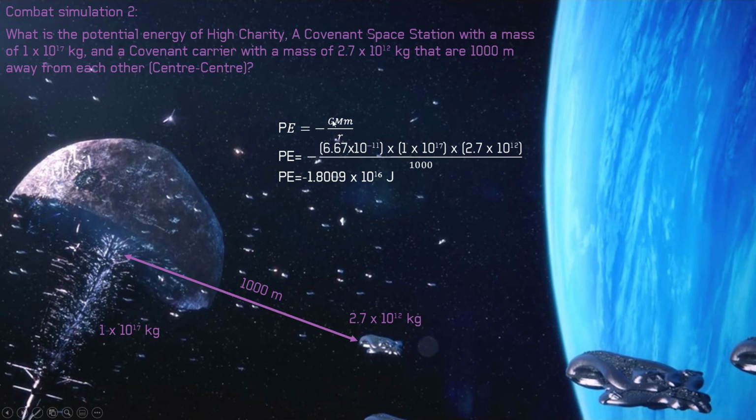So we know the gravitational constant. We know the mass of the first one, which is 1 times 10 to the 17. We know the mass of the second one, 2.7 times 10 to the 12. And we're going to divide that by 1,000 meters. So then that leaves us with a potential energy of negative 1.8 times 10 to the 16 joules.